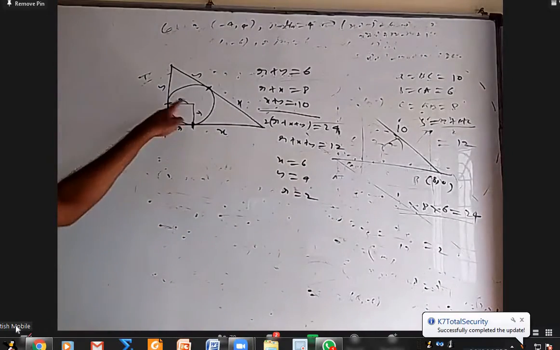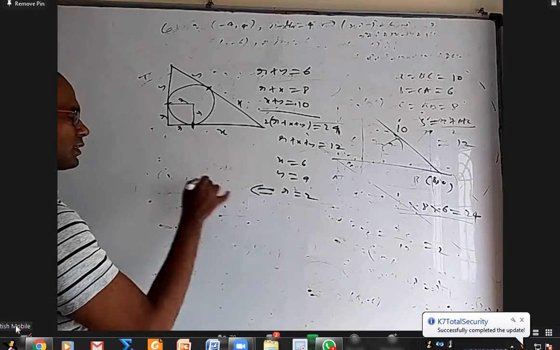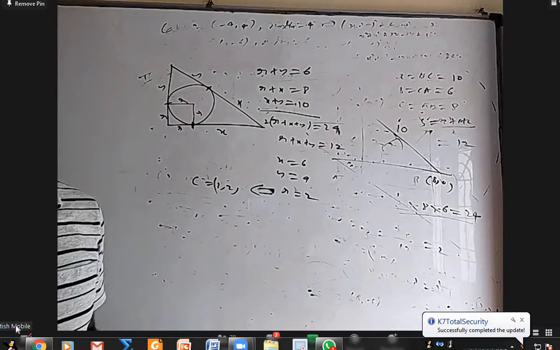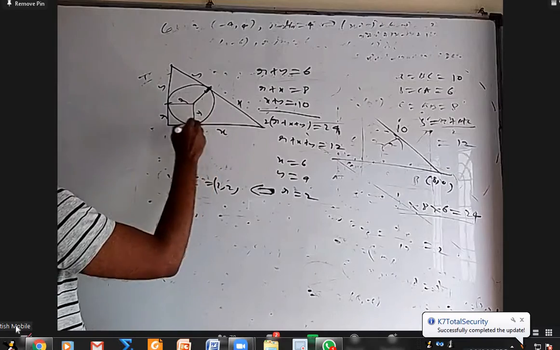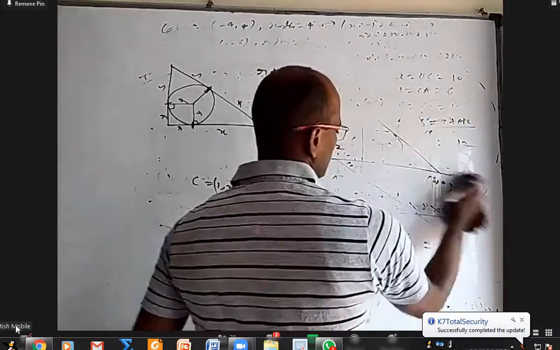Once you got r equal to 2, you got this circle center 2, 2, right? From this, you will get center equal to 2, 2. Simply, you have to know only one thing: from an external point, lengths of tangents are equal. That's all, nothing else. Let us see how to find the other three.